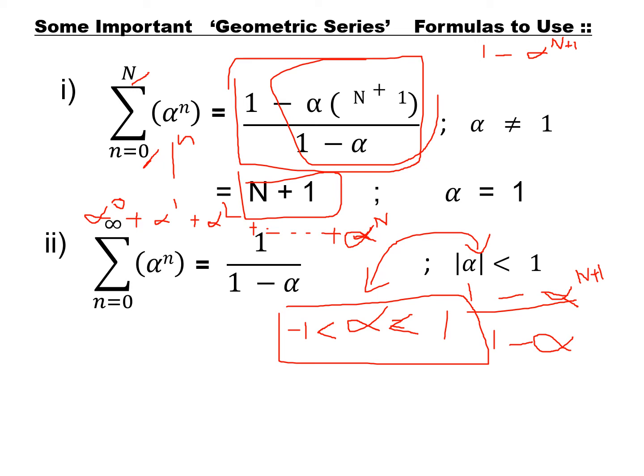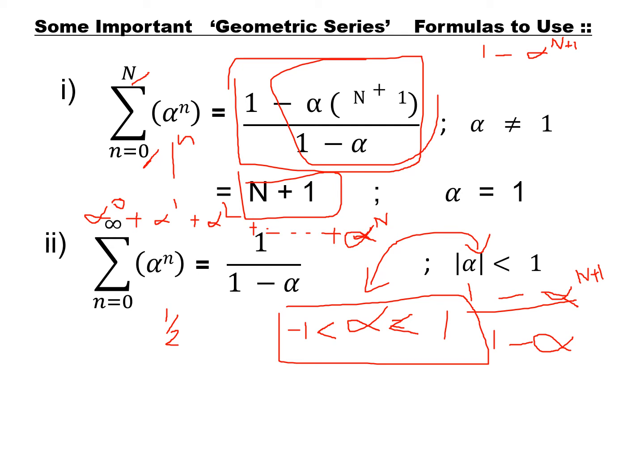Suppose alpha is half, 0.5. Then this is a converging series, not diverging. This series converges. To what value does it converge? In this case, it is 1 by 1 minus half. Alpha is half, so 1 by 1 minus half.